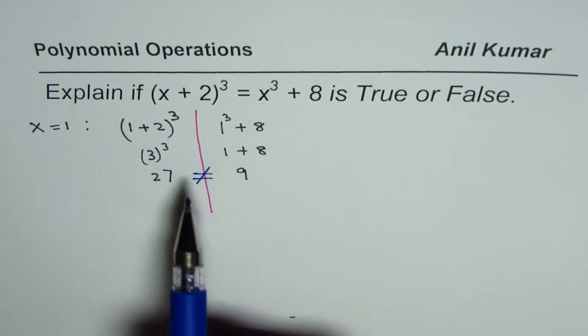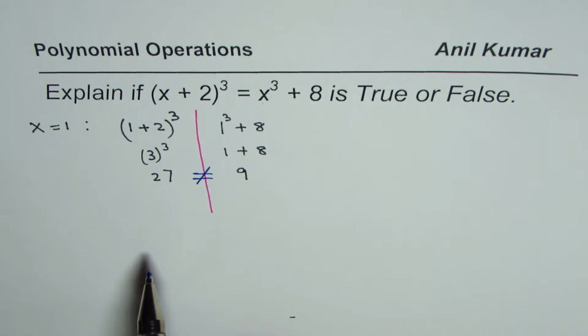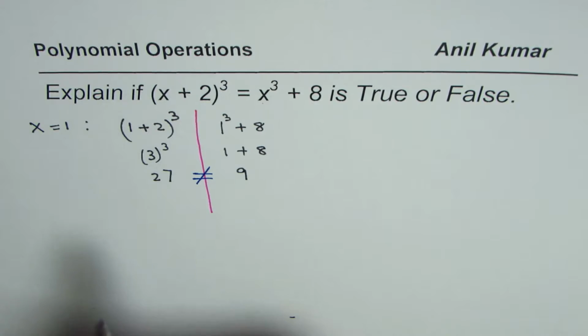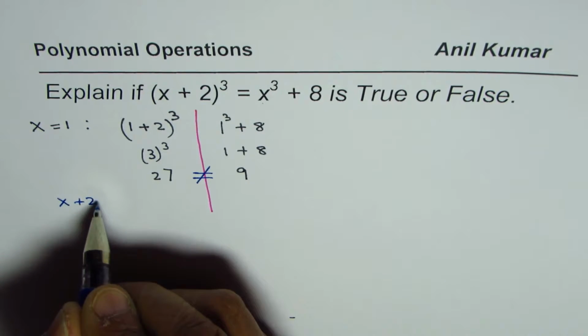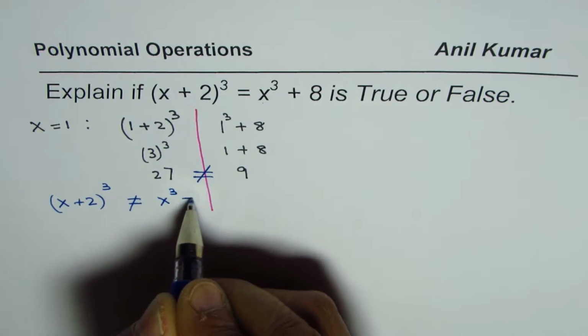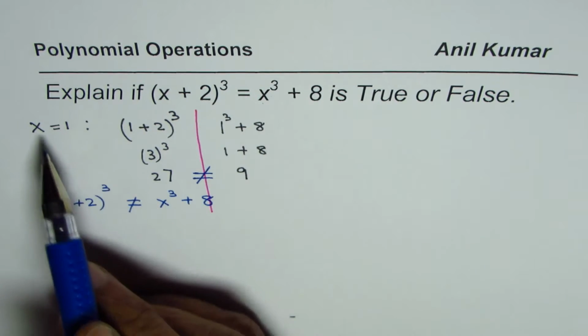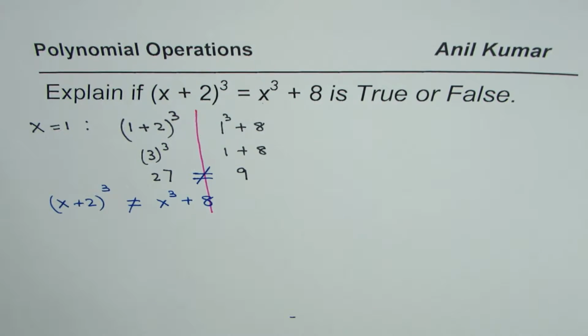And therefore, since we have found at least one value where the equation is not true, we can say that (x + 2)³ is not equal to x³ + 8, right? You can try with different numbers. It only works with x equals 0, which you can notice, but for all of the numbers, it doesn't really work. In such questions, even if you use one number and prove that it does not work, that is sufficient. That is one way of doing it.